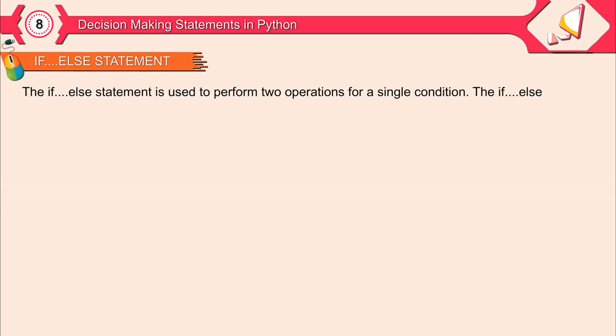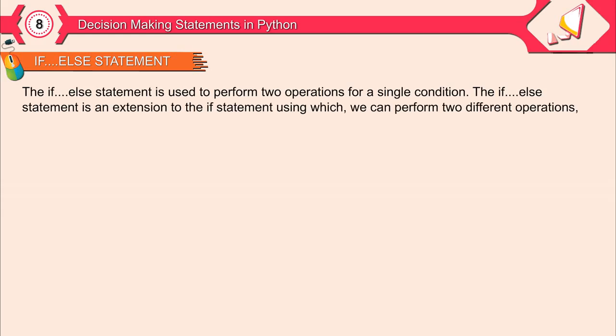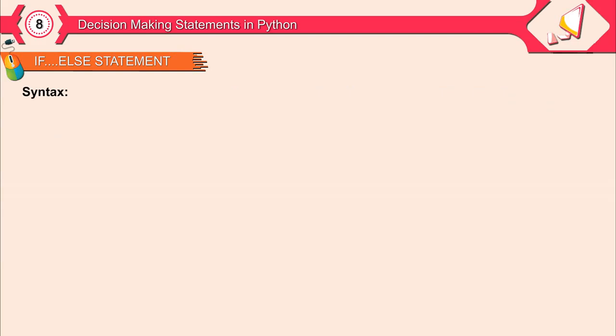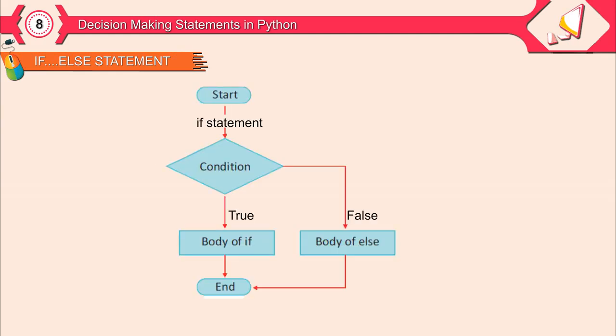If-else statement. The if-else statement is used to perform two operations for a single condition. The if-else statement is an extension to the if statement, using which we can perform two different operations. That is, one is for the correctness of that condition and the other is for the incorrectness of the condition. The syntax of the if-else statement is: if condition: statement, else: statement. Flowchart: start, if statement, condition, true, body of if, end; false, body of else.